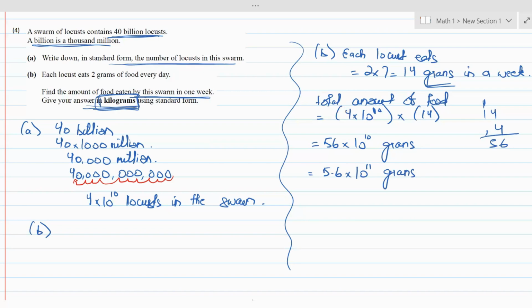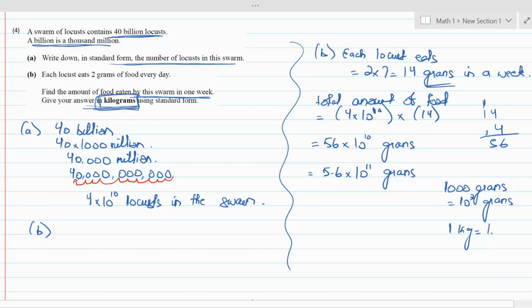So 1,000 grams is basically 10 power 3 grams. So 1 kg is the same as 10 power 3 grams. Since grams need to be converted into kilograms, and whenever we convert grams to kilograms, we divide by 1,000.